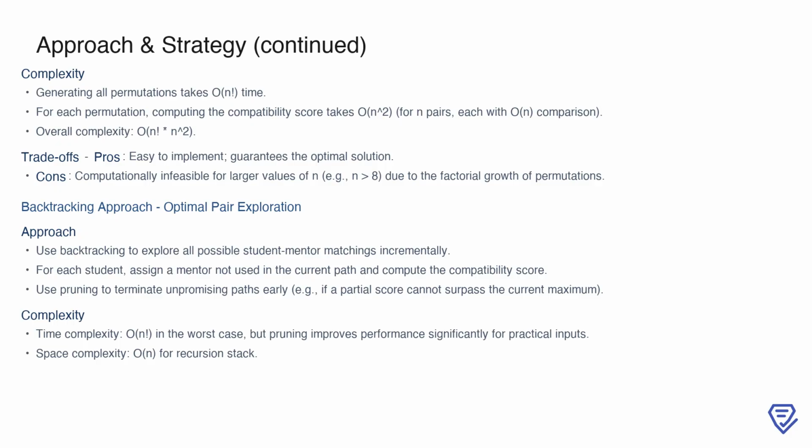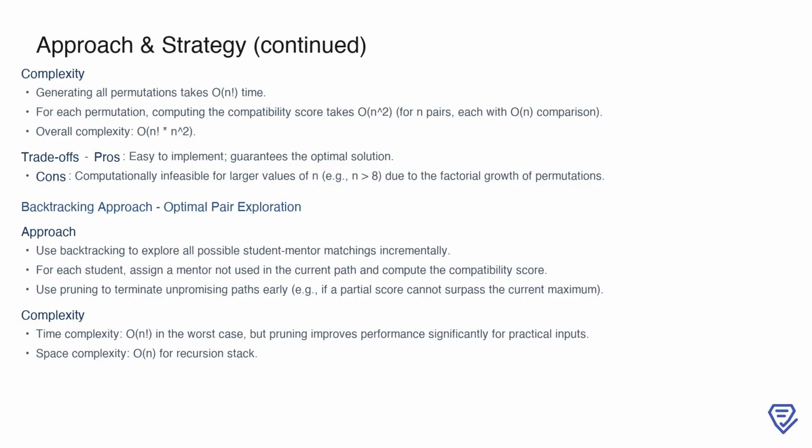Ways to assign n mentors to n students. For each permutation, computing the compatibility score involves comparing n pairs, with each comparison taking O(n) time, leading to a total of O(n squared) per permutation. Combining these, the overall complexity becomes O(n! * n squared).